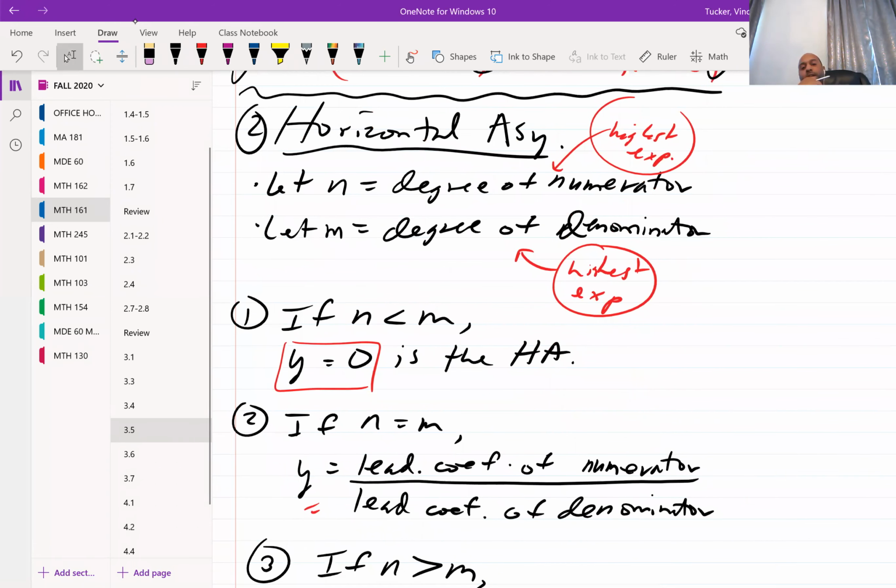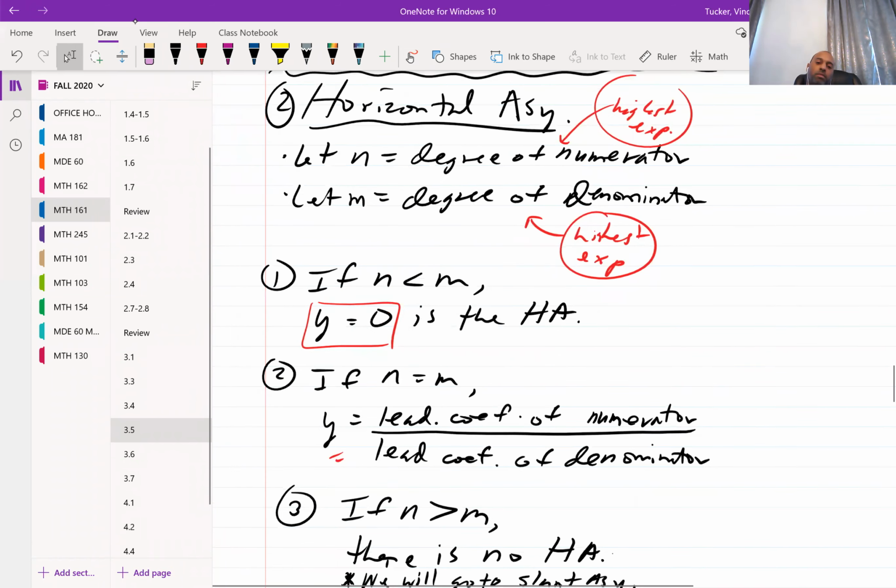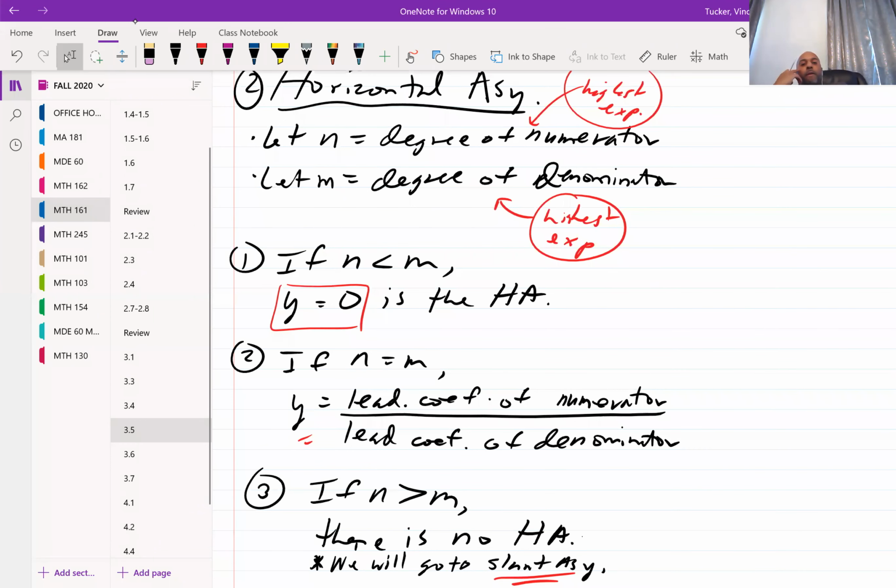If your exponents are the same, you take the leading coefficient of the numerator and place it over the leading coefficient of your denominator. That will be your horizontal asymptote. And if n is greater than m, the numerator's exponent is greater than the denominator's exponent, there is no horizontal asymptote, and we will go to slant asymptotes. That will let us know we have a slant asymptote.